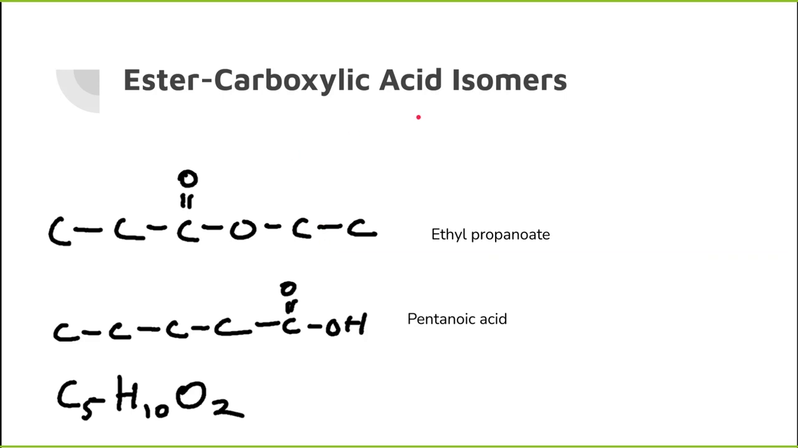You can also have isomers between esters and carboxylic acids. So here we have ethyl propanoate. So you've got 2 here, that's your ethyl. 3, that's your propanoate. This has the same molecular formula as pentanoic acid. And so these two are isomers of one another.